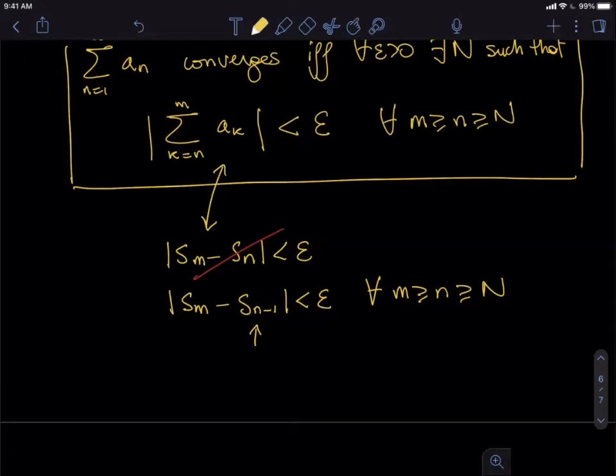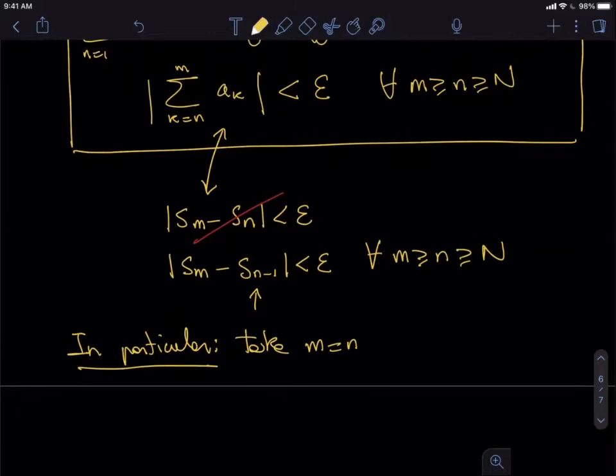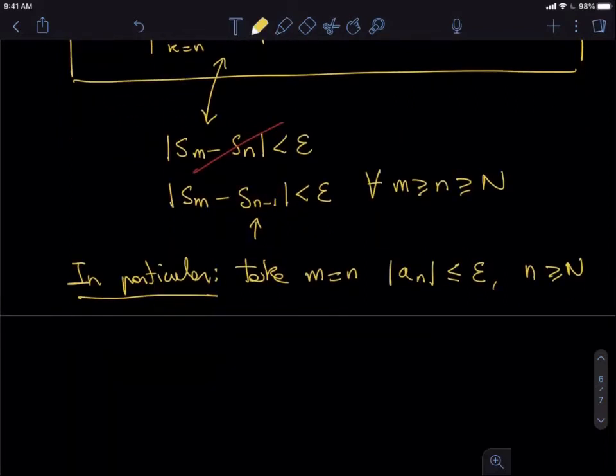All right, so here there is one consequence that is interesting. So in particular, we can take m equal n, okay, and this sum from n to m, because we are only taking one term, becomes the absolute value of an less or equal than epsilon for n bigger or equal than capital N. Okay, what does this mean?